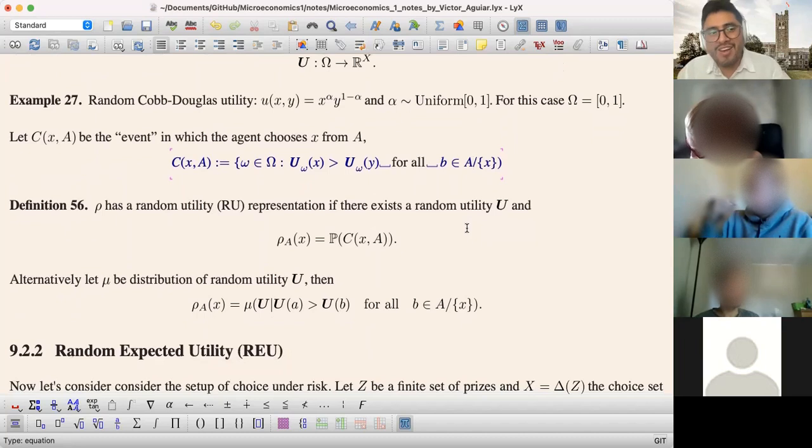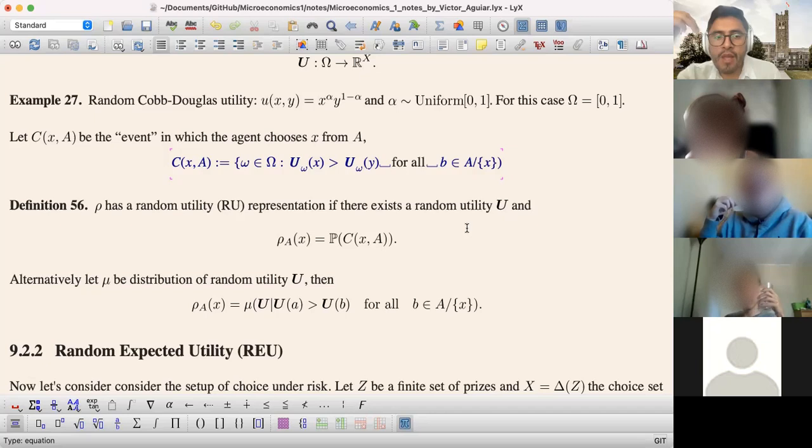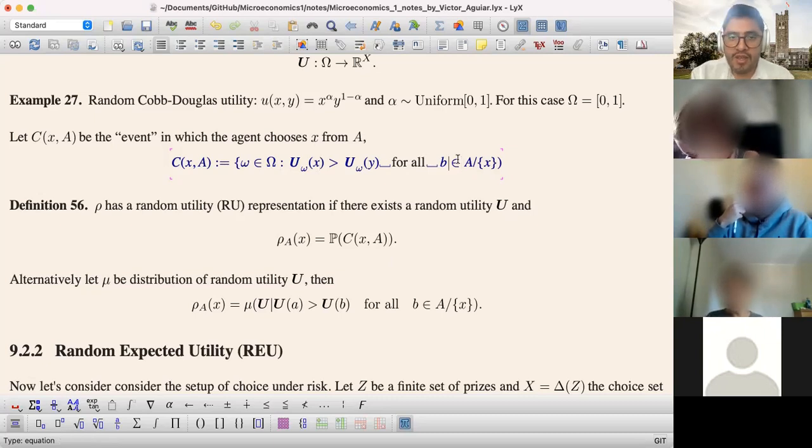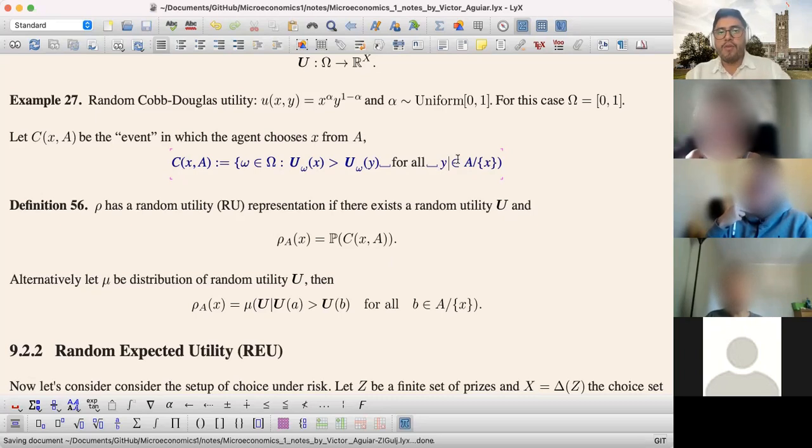Great, so now, what is the random utility model in full generality? Rho has a random utility representation, RU, if there exists a random utility, so hence a distribution of utilities over omega, and of course, the probability of any given item X in A is equal to the probability over this event C of X, A. Expanding it, you can just take the probability of omegas in capital Omega such that the utility of X is greater than Y for all Y, okay? And of course, here there is a typo, sorry about that. Okay, great. So do you understand?